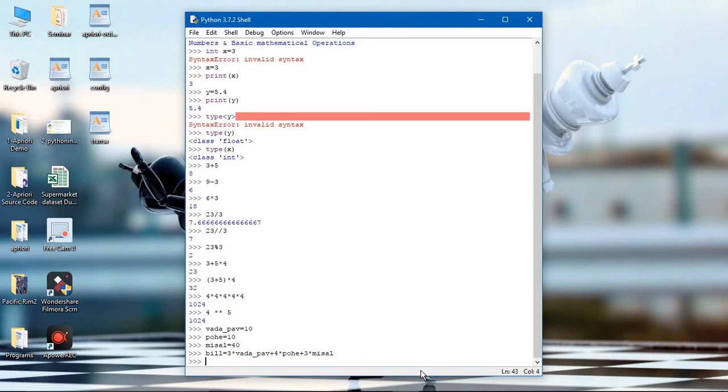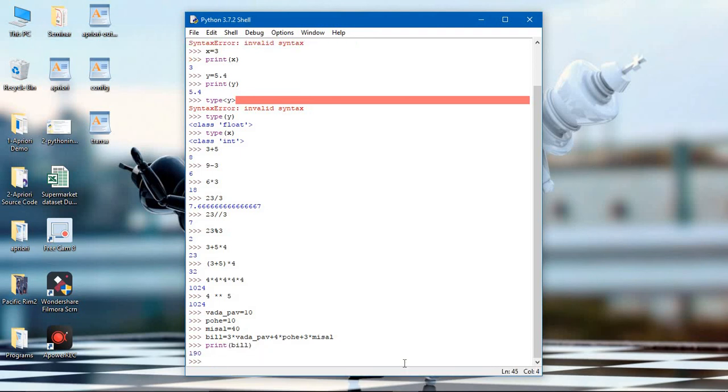So the calculation is done, and the answer is stored into the variable bill, and now we want to access it, we want to print it. So just print and then bill. So 190. So 190 is your total bill and you have to pay it.